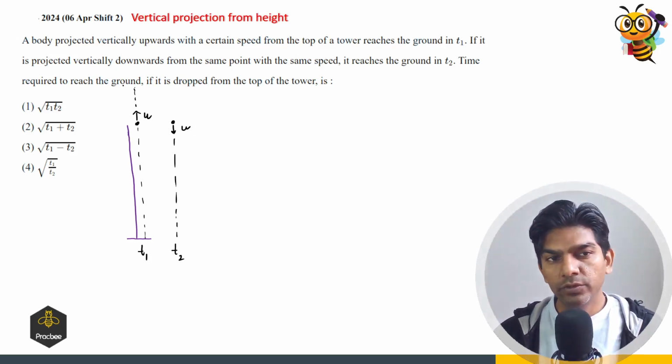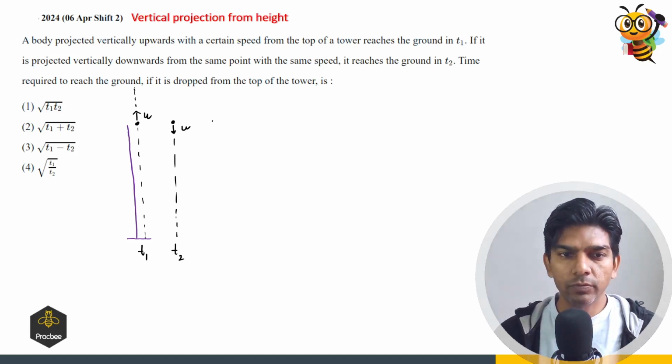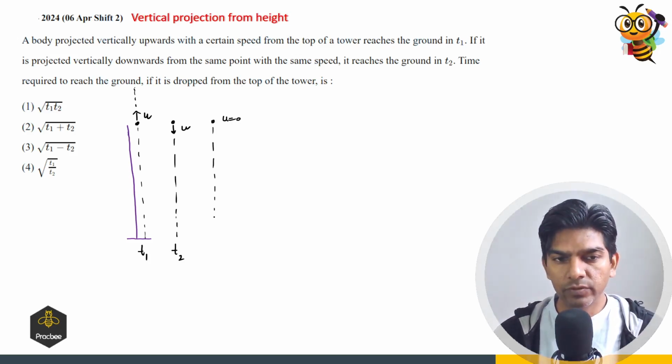Now, what is the time required to reach the ground if it is dropped from the top of the tower? So if we are dropping this ball with initial velocity 0, what is the time taken? That's what we have to calculate.